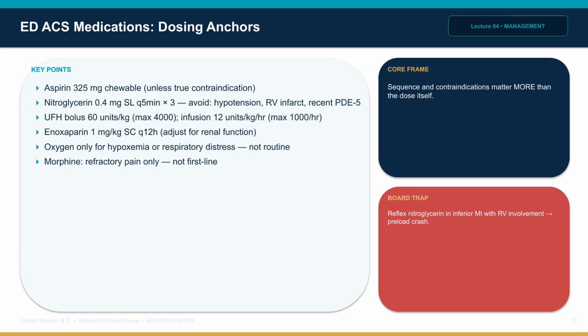Medication anchors matter, but sequence and contraindications matter more. Aspirin is 325 mg chewable unless there is a true contraindication.